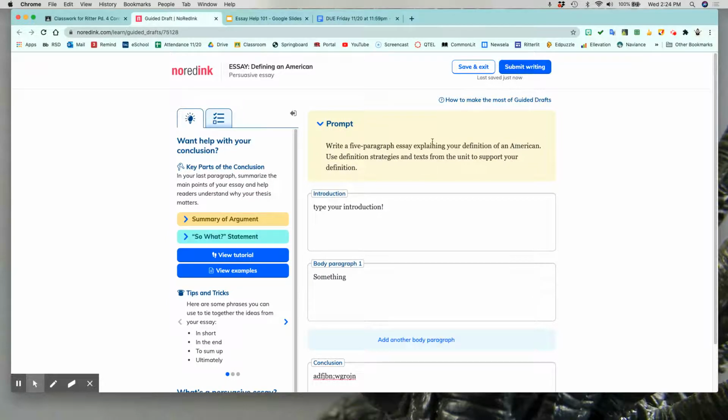And then it will show up on my dashboard and I can read it and comment on it, which is what my goal is to do over Thanksgiving break. So that when you guys come back, we are ready to go with revising your intro and moving on to body paragraphs.